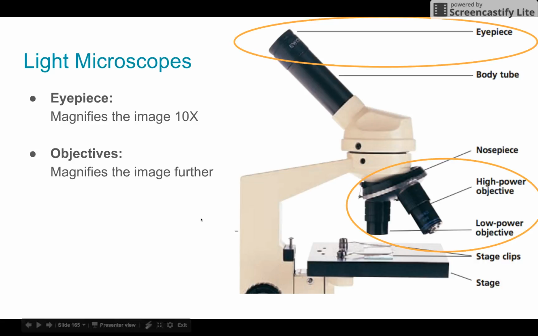Okay, so the parts of a light microscope. The first part is the eyepiece. So this is where you put your eye. It's also called the ocular lens, and it magnifies the image 10 times.